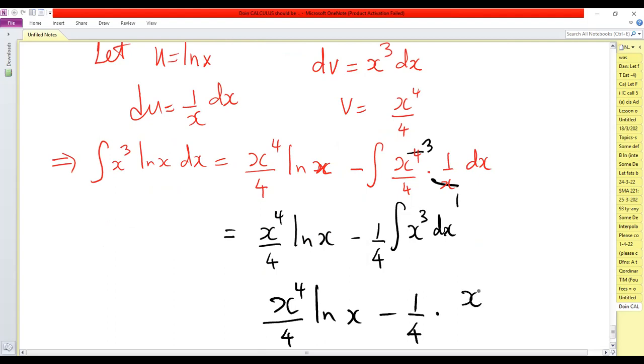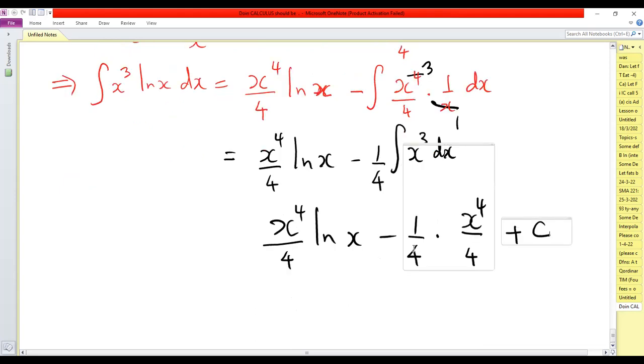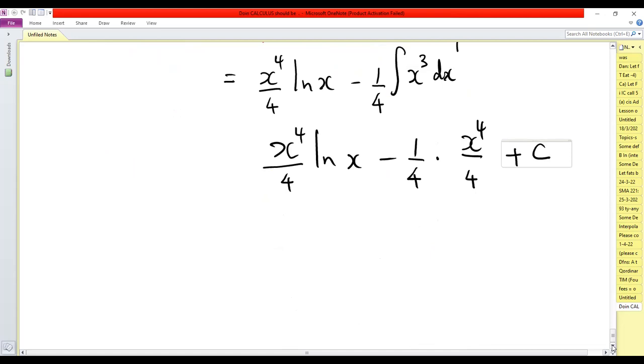So next step, we'll get x power 4 over 4 ln of x minus a quarter. The integral of this is x power 4 over 4. So at this point, I add the constant of integration c. Remember, this being an indefinite integral, you must always have the constant of integration in your last step. If you don't include that constant of integration, then you get it wrong. You don't score the full marks for such a problem.